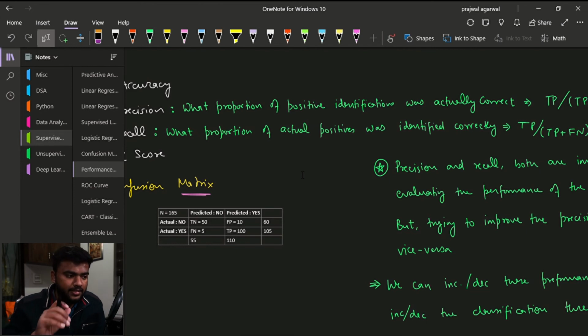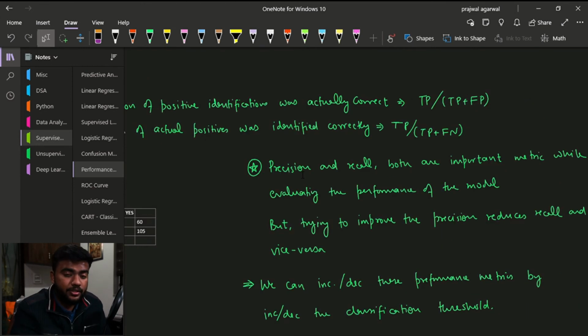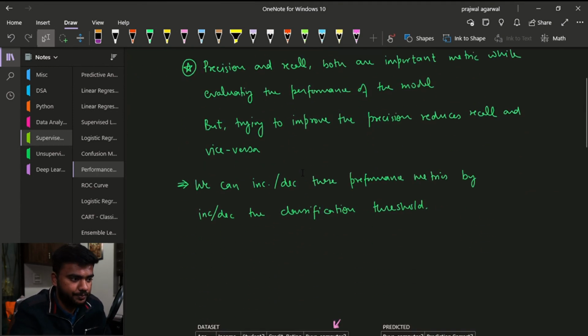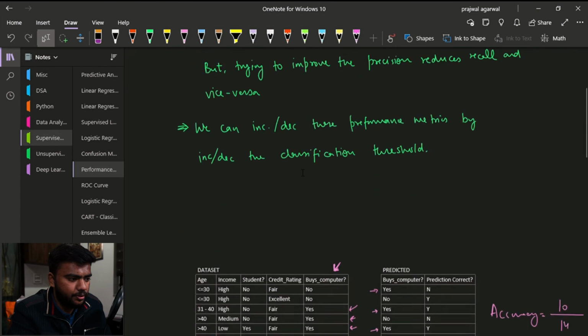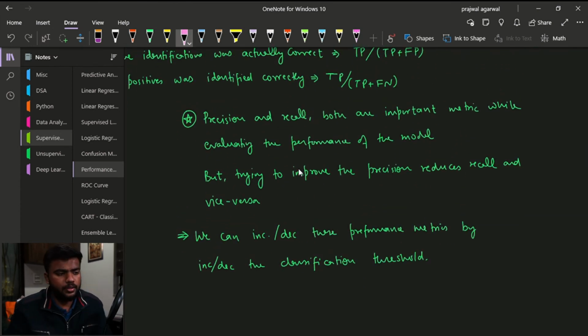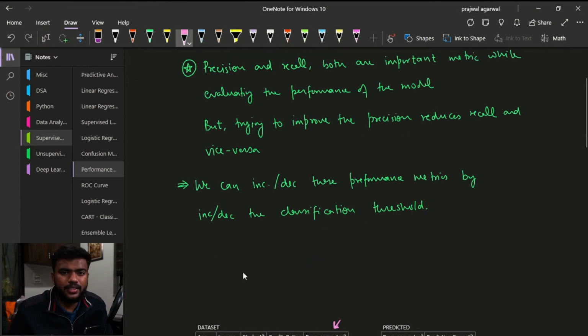Just let it sink in, because it is going to make a lot of sense once you start visualizing it. There are a few points about precision and recall. Both are very important metrics while evaluating the performance of the model, but trying to improve the precision reduces recall and vice versa. The other point is that we can increase or decrease these performance metrics by increasing or decreasing the classification threshold, which we are going to discuss in the next video about the ROC curve.